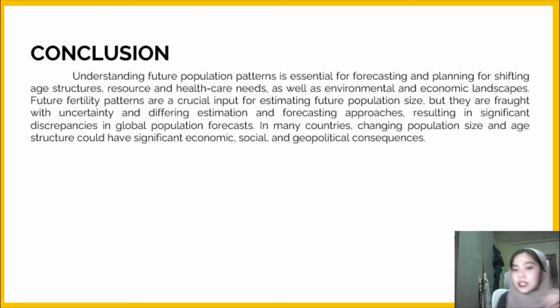So as I've said kanina in the first discussions, it really affects the census if you cannot perform it or you have discrepancies and mali-mali yung data mo. So yes.